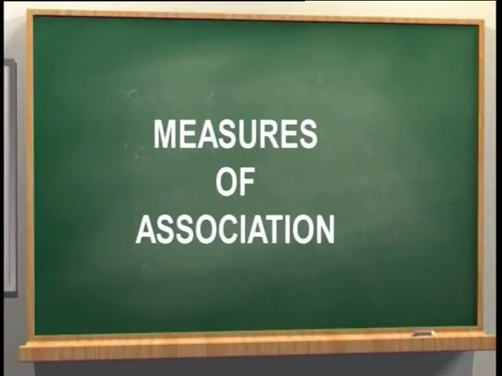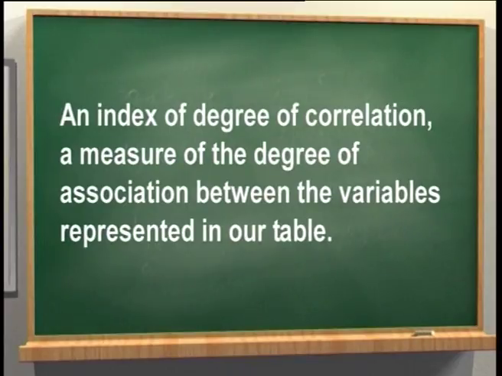Measures of association. While the issue of theoretical or practical importance of a statistically significant result cannot be quantified, the relative magnitude of a statistically significant relationship can be measured. Chi-square allows one to make decisions about whether there is a relationship between two or more variables. If the null hypothesis is rejected, we conclude that there is a statistically significant relationship between the variables, but we frequently want to measure the strength of that relationship, an index of degree of correlation, a measure of the degree of association between the variables represented in our table. Luckily, several related measures of association can be derived from a table's chi-square value.